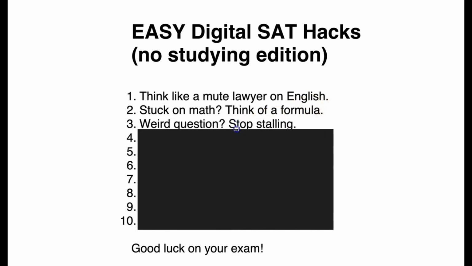Now let's move on to number 3. If it's a weird question, stop stalling and move on. Now here's the thing: a lot of you don't actually know that on each module, including module 1 and 2, there are 2 experimental questions. Experimental questions are questions that are unscored. So if you get them correct or incorrect, it doesn't matter towards your final score. College Board just uses that data to see if the question is easy, medium, or difficult for future exams.